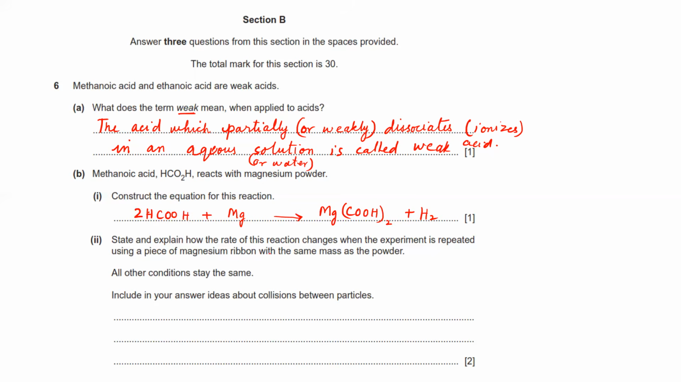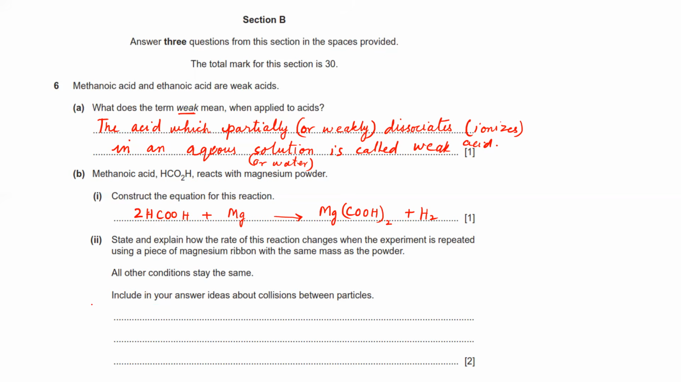Then it says state and explain how the rate of reaction changes when the experiment is repeated with a piece of magnesium ribbon with the same mass as the powder. All other conditions remain the same. Include ideas about the collisions between the particles. Remember, with magnesium powder the reaction is much faster compared to magnesium ribbon, because the surface area available for collisions in order for the reaction to take place is much higher compared to a magnesium ribbon.